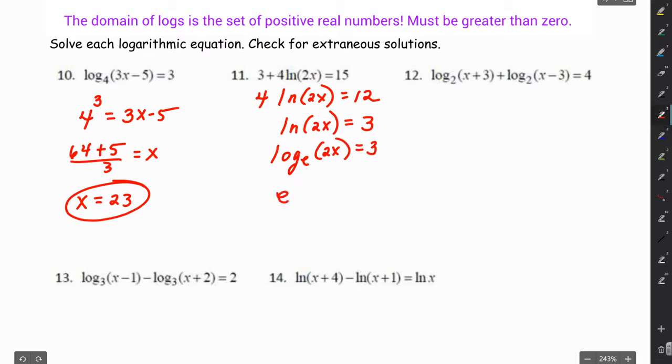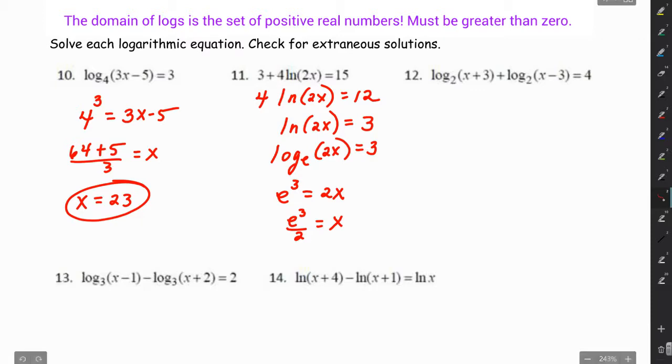The base is e, the exponent is 3, the answer is 2x. So e cubed divided by 2 is equal to x. If we put e cubed divided by 2 into our original, we're going to get a positive number. That's fine. So that's our solution.